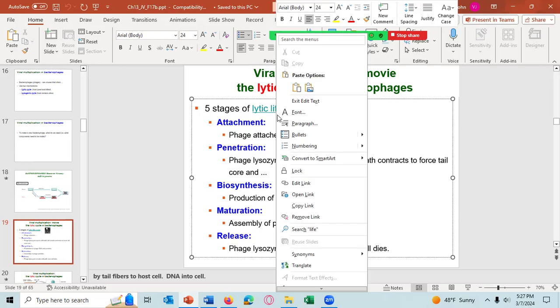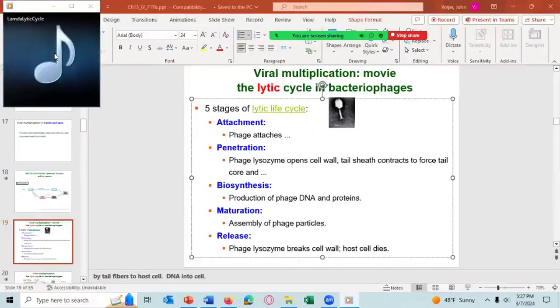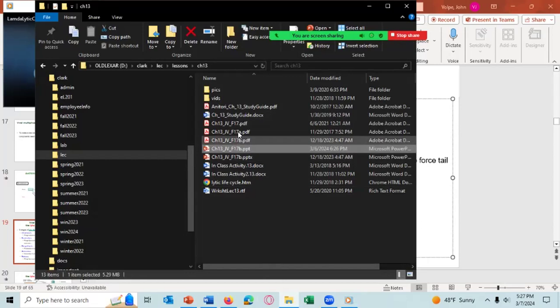If not, let's watch a little video discussing the lytic life cycle. First, the phage particles stick to the surface. And unfortunately, the movie in this player does not show. So let me go to another. I think I've got another movie.